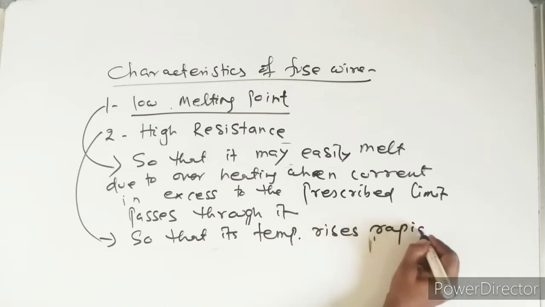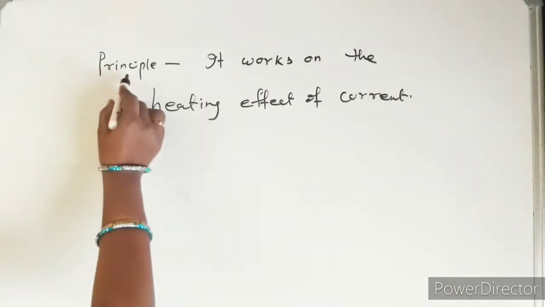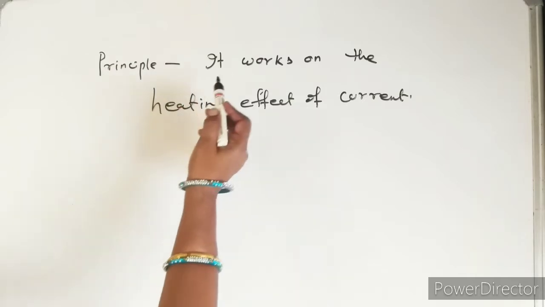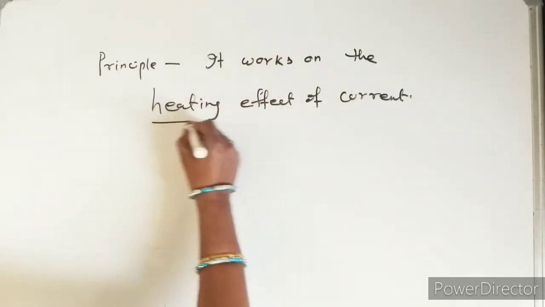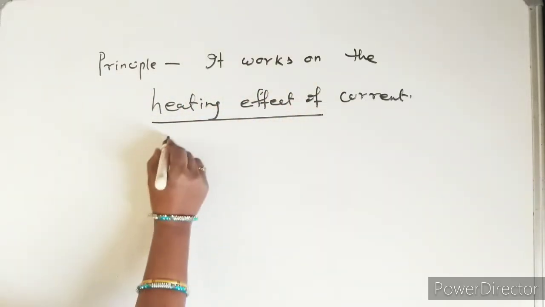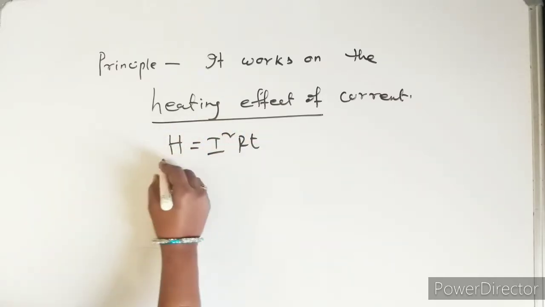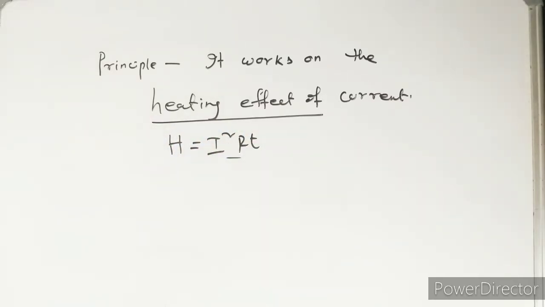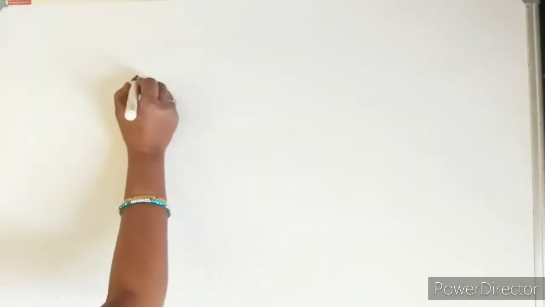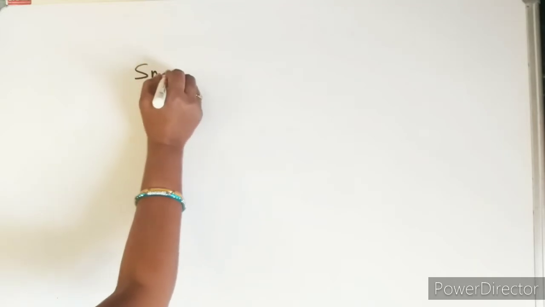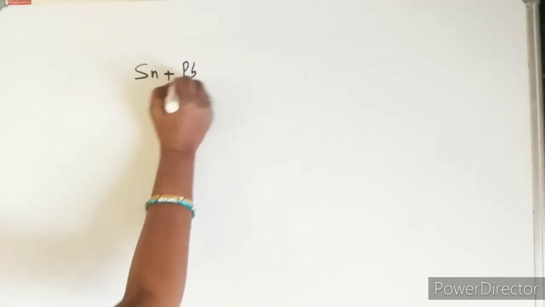So what is the principle of the fuse? It works on the heating effect of current. Now we have seen Joule's law of heating, H equal to I square RT. Depending upon that, this will be the principle. We have discussed the fuse wire. It is an alloy of lead and tin.